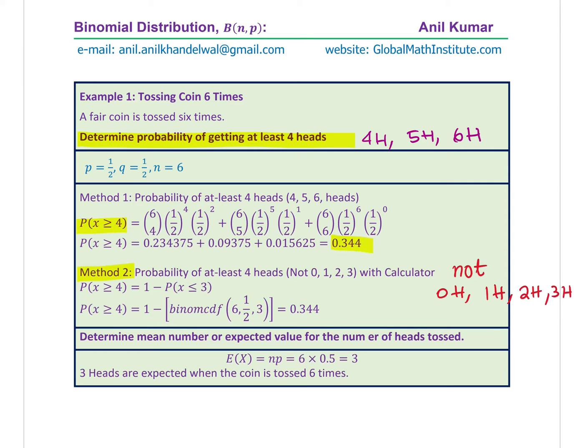You get the idea, right? So not these four cases. So that is all another way of doing it. So using that complement, we can say 1 minus probability of x being less than or equal to 3, right? So not one of these, right? That is the same thing.